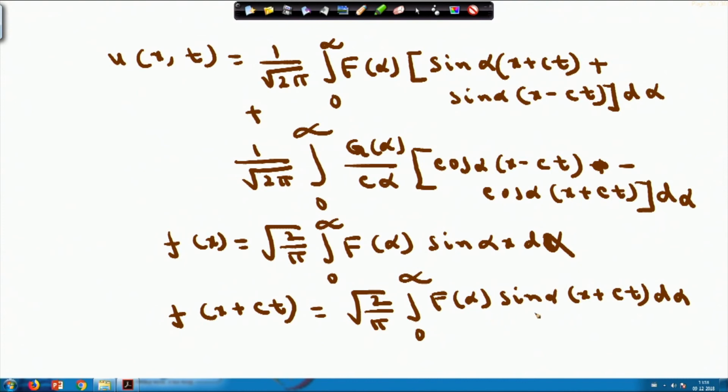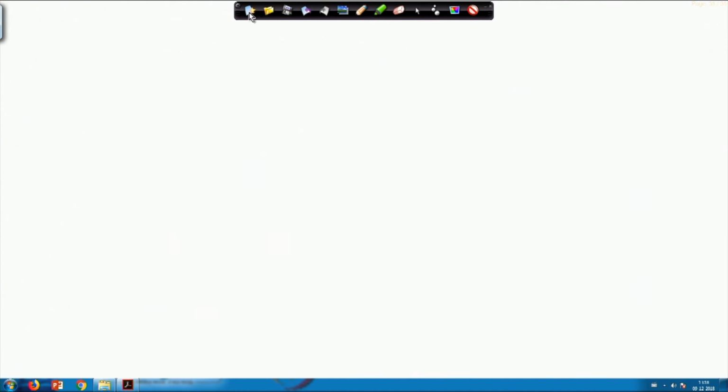Now, this term, integral from 0 to infinity of F alpha into sin alpha this. Effectively this integral is nothing but f of x plus c t, and the other integral will be f of x minus c t. So, in this way, this I am representing as f of x plus c t, and the other one I can make as x minus c t. Now, let us see what happens to g(u).